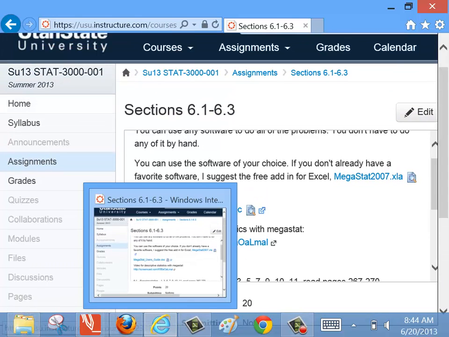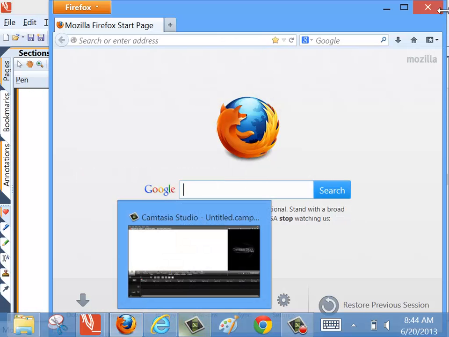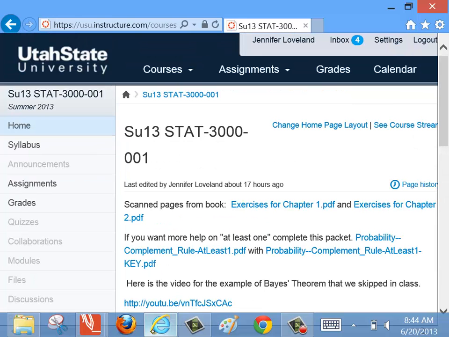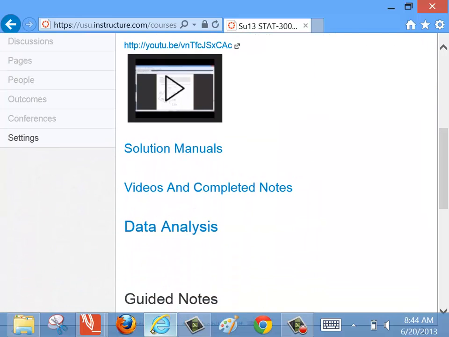Also, if you go to the home page, you'll notice that there's now a data analysis page, and if you go into that page, it has again the link to Megastat, the link to the video, the Megastat handbook, and it has all the data sets from the book, because you'll need to start downloading the data sets to do this assignment as well. But you're welcome to use that or any other software you want to do your homework.